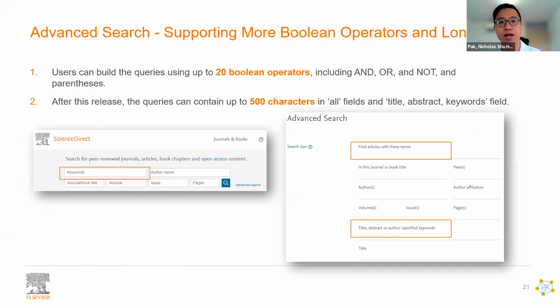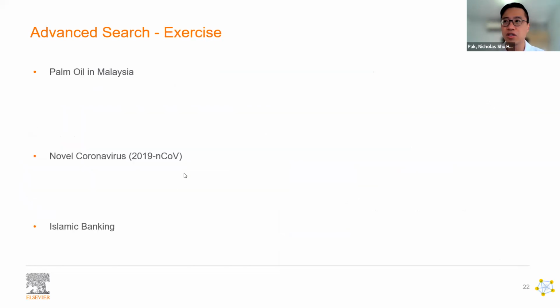So after this specific product release, queries containing up to 500 characters in all fields and title, abstract, and keywords fields will be allowed to be input. So you have more flexibility in narrowing down the content that you're looking for. So this is the part where I was talking about.